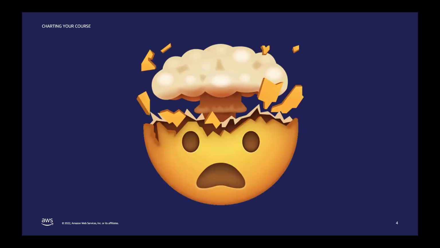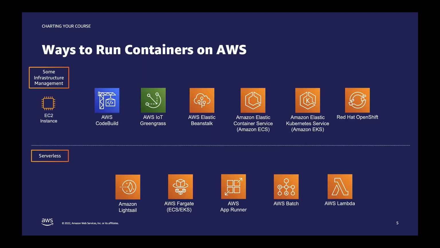Now, this may be how you feel right now, but I'd argue the list of 17 includes tooling that lets you deploy to container services, not just run containers. So let's walk through the services and narrow them down. Some are pretty easy to eliminate based on your use case. For example, AWS CodeBuild, which is used in your CI/CD pipelines, and AWS IoT Greengrass, which as the name implies is used in IoT scenarios.